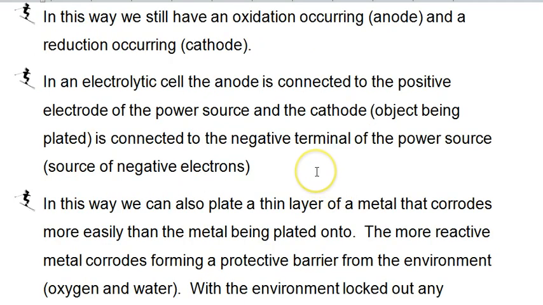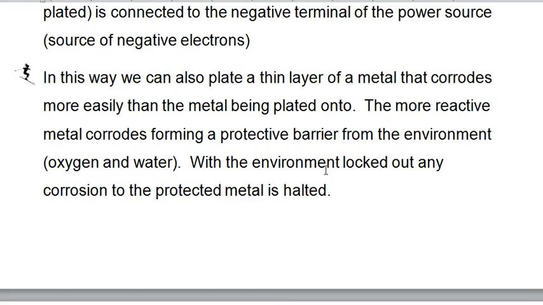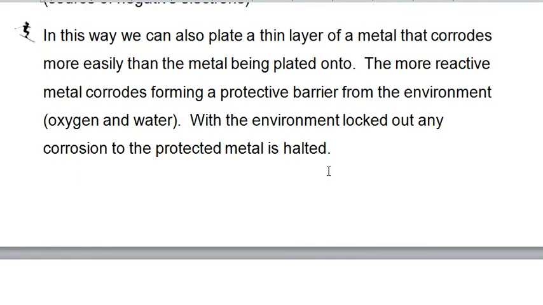As I said, in an electrolytic cell, the anode is connected to the positive terminal, and the cathode is connected to your negative terminal. That's how we designate it. You know how you have a positive electrode and a negative electrode in the voltaic cell? You have a positive electrode and a negative electrode here, but they're kind of opposite. The cathode is now my negative electrode because it's connected to the negative terminal, and the anode in these electrolytic cells is the positive electrode because it's connected to the positive terminal. They switch. There's a little bit of a switch there. As I said, in this way, we can also plate a thin layer of a metal that corrodes more easily than what we want to.